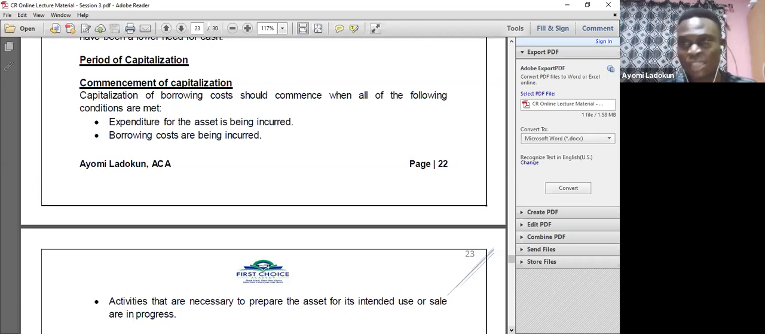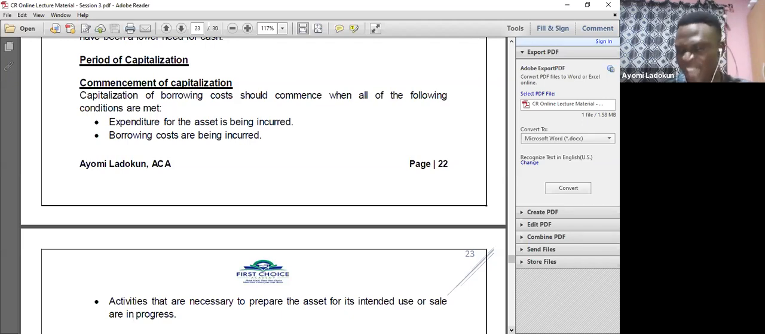Before you can commence capitalization of borrowing costs, three conditions must be met. Number one, expenditure for the asset is being incurred. Number two, borrowing costs are being incurred. Number three, all activities necessary to get the asset ready for intended use or sale have started. Okay, three conditions. You have to listen before I can commence capitalization of borrowing costs.